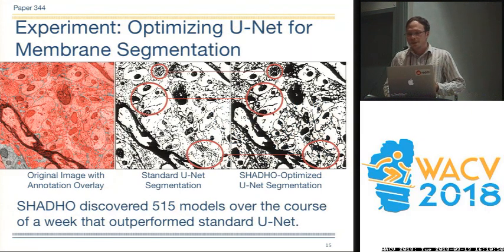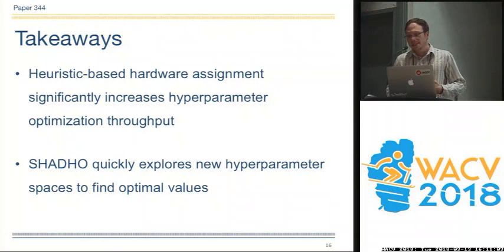We then applied this to optimizing UNet for EM membrane segmentation, and we discovered a large number of models that outperformed standard UNet on this problem. So the takeaway is that heuristic-based hardware assignment significantly increases hyperparameter optimization throughput through a simple method, and SHADHO is viable for exploring new problem domains.